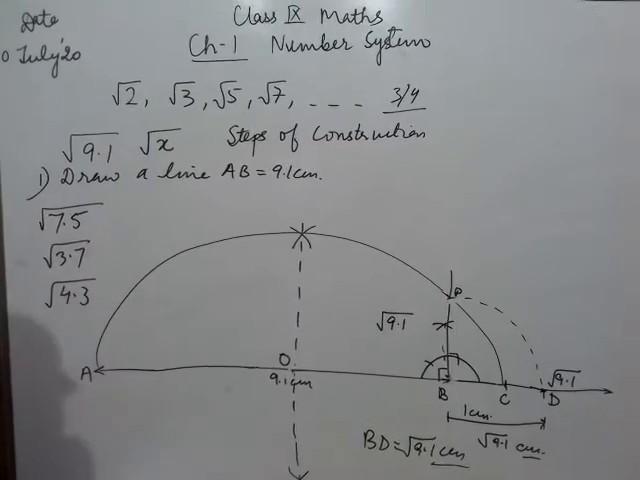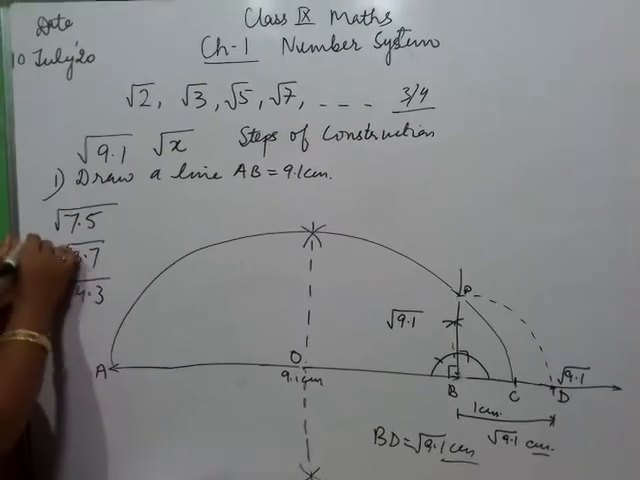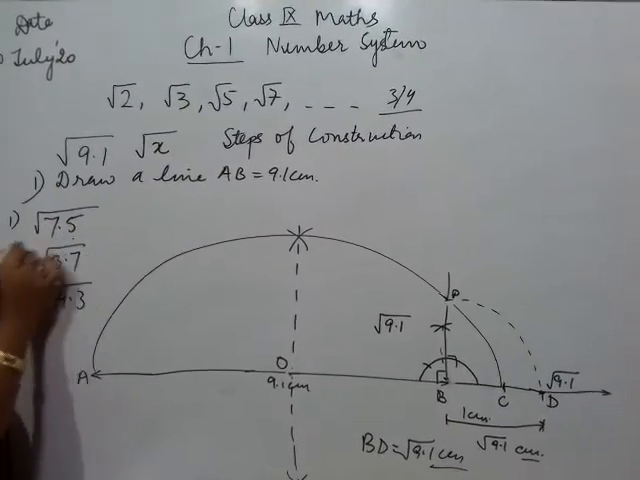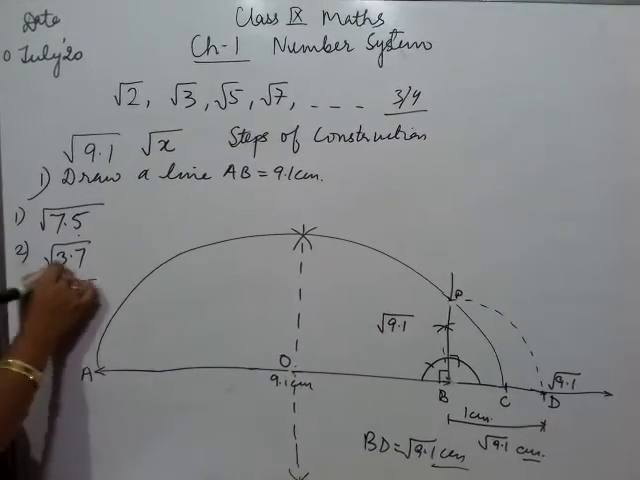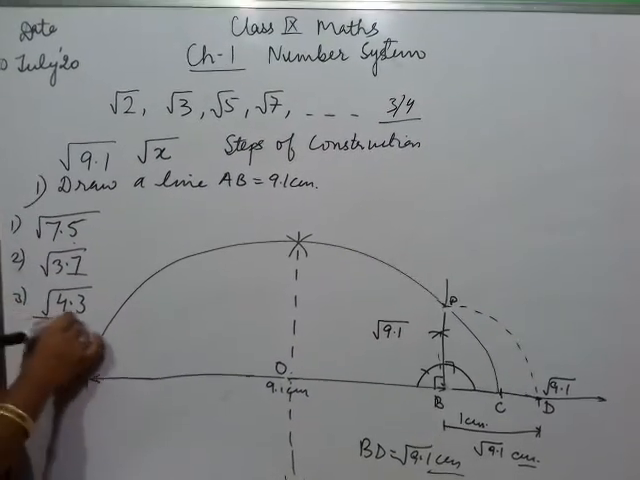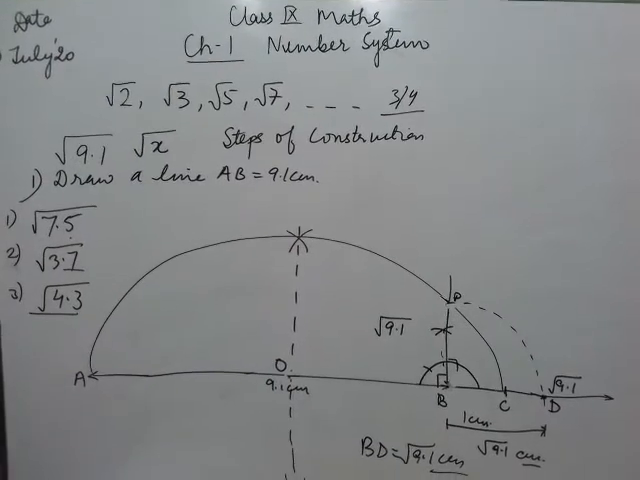So the homework for today is to draw the number line for under root 7.5, under root 3.7, and under root 4.3. So that's all for today.